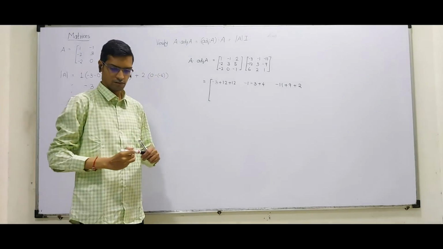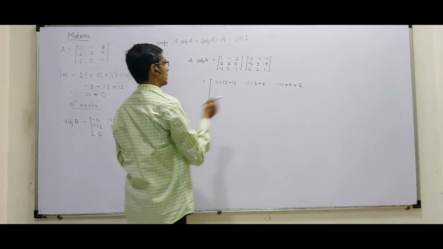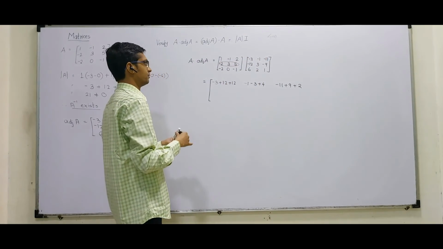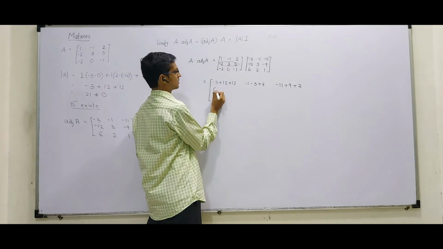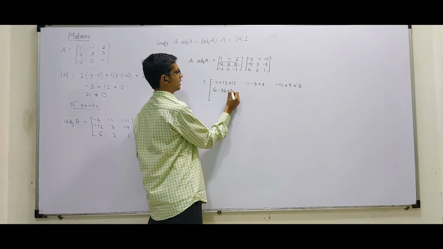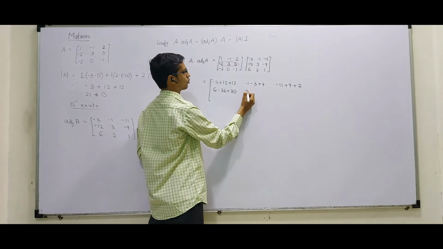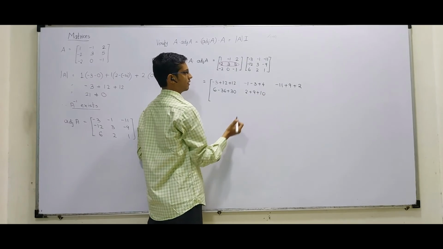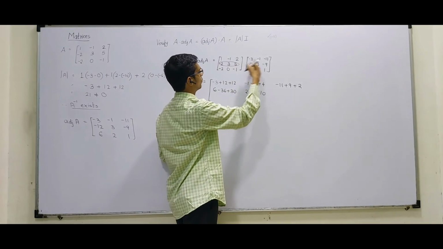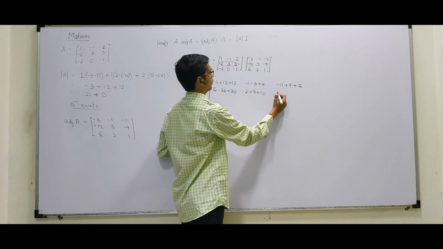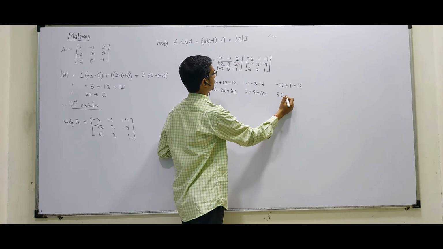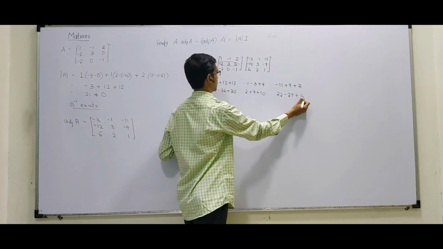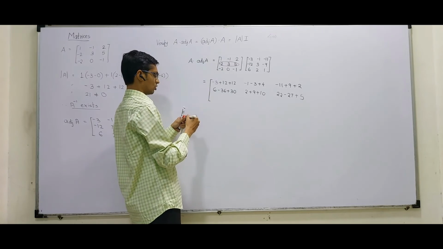Now I'll take second row. It is this row with all 3 columns. तो क्या आएगा ये? 6 minus 36 plus 30. 2 plus 9 plus 10. 22 minus 27 plus 5.